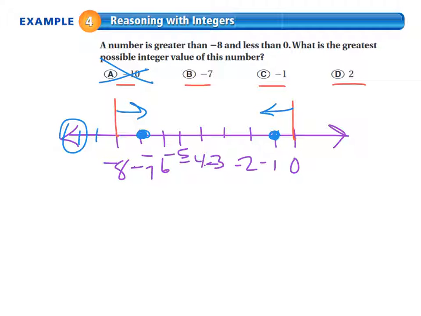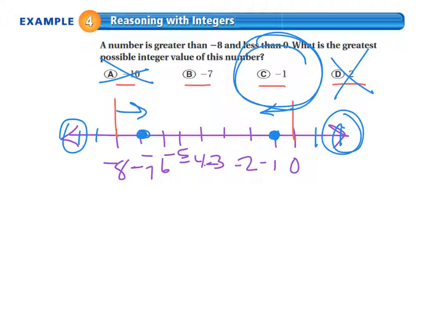Negative 1, that's right here. That could be our answer, but let's see, because it's greater than negative 7 and it falls within our window. 2, well, that's going to be over here, and that's outside our window, so that's not a possibility. So the question again is, what is the greatest possible integer value of this number? The answer is C. It's negative 1. It's the only one that falls within negative 8 and 0, and it's bigger than negative 7.